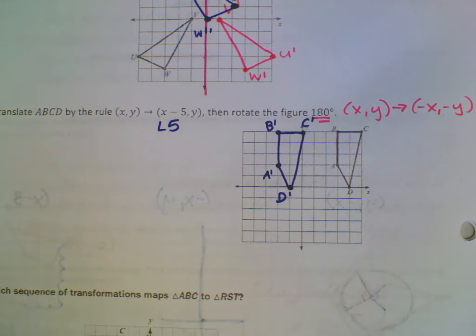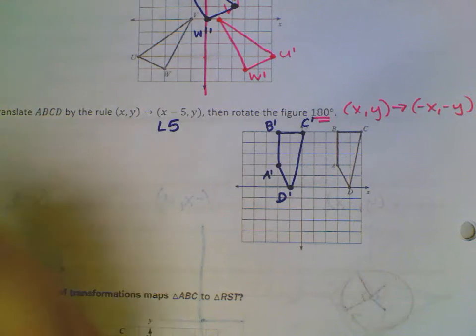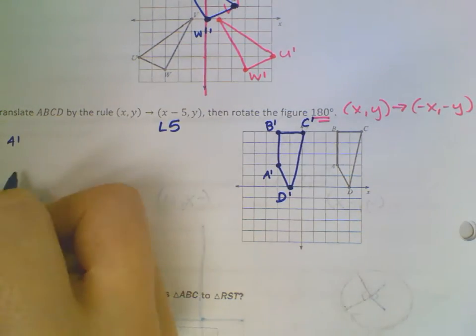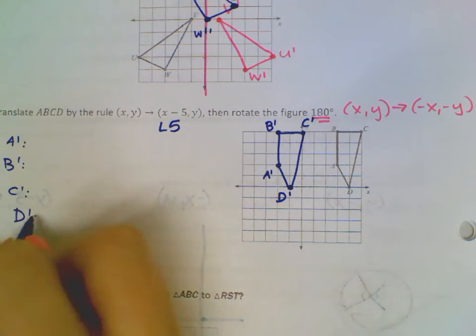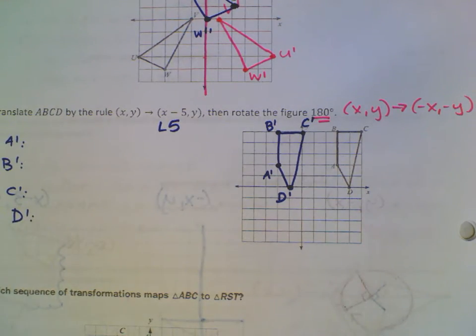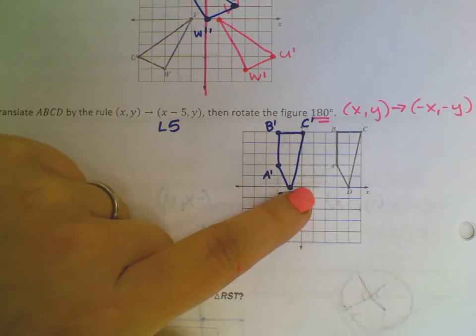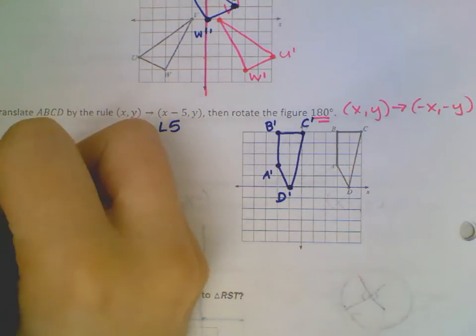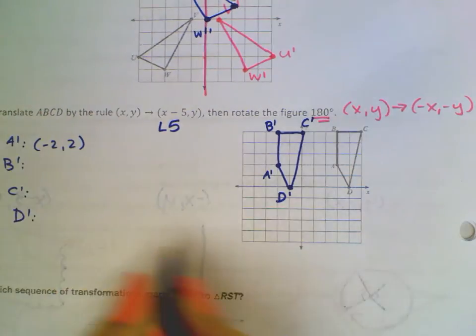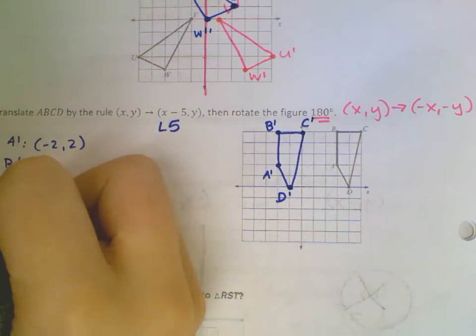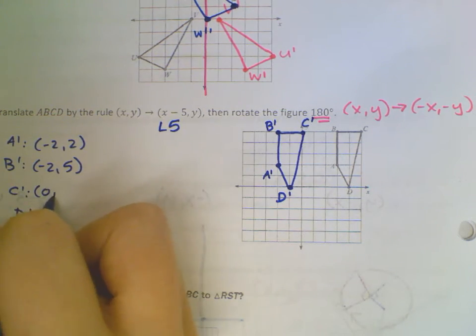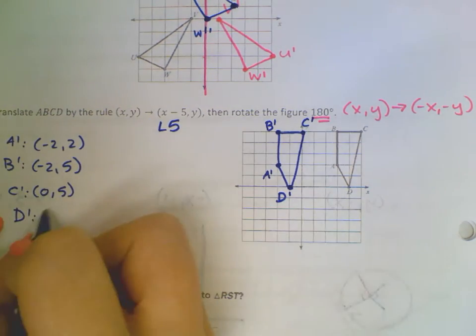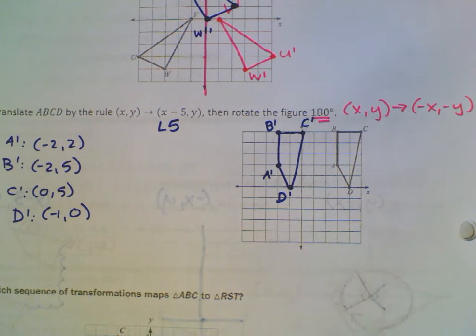So what that means is I need to figure out where A prime, B prime, C prime, and D prime are. A prime is going to be at negative 2, 2. B prime is at negative 2, 5. C prime is at 0, 5. And D prime is at negative 1, 0.